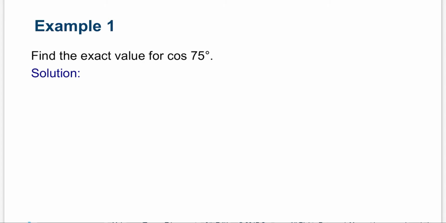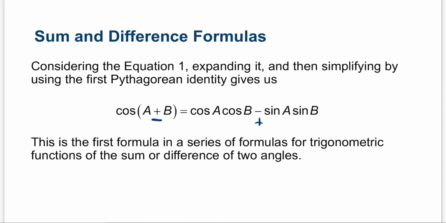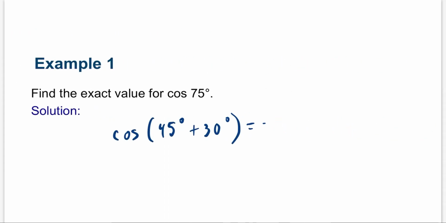Well, we don't have 75 degrees on our unit circle as a terminal side that we're familiar with. So what we do have is 45 and 30. So let's break it up into 45 and 30. So that's equivalent to 45 degrees plus 30 degrees. Now we can use the formula, which says cosine A plus B is cosine times cosine, cosine of the first angle times cosine of the second angle, minus sine of the first angle times sine of the second angle.